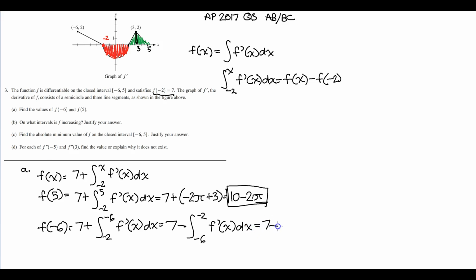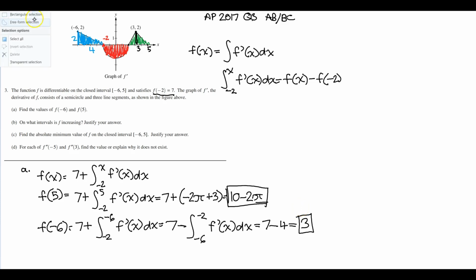So we have 7 minus, well, this area is positive because it's over the x-axis. This is 2, this is 4. So we have 1/2 times 2 times 4, and that's just equal to 4. So 7 minus 4, which is equal to 3. So f of -6 is 3.